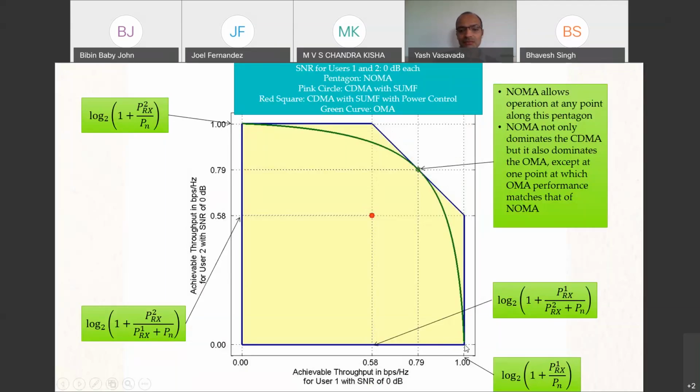Whereas for this case, alpha is 1. Now user 2 doesn't get any data. This point here corresponds to alpha equal to 0.5. So you see that quite surprisingly and maybe a little bit non-intuitively, even when these signals are equally powered, the OMA underperforms the NOMA.